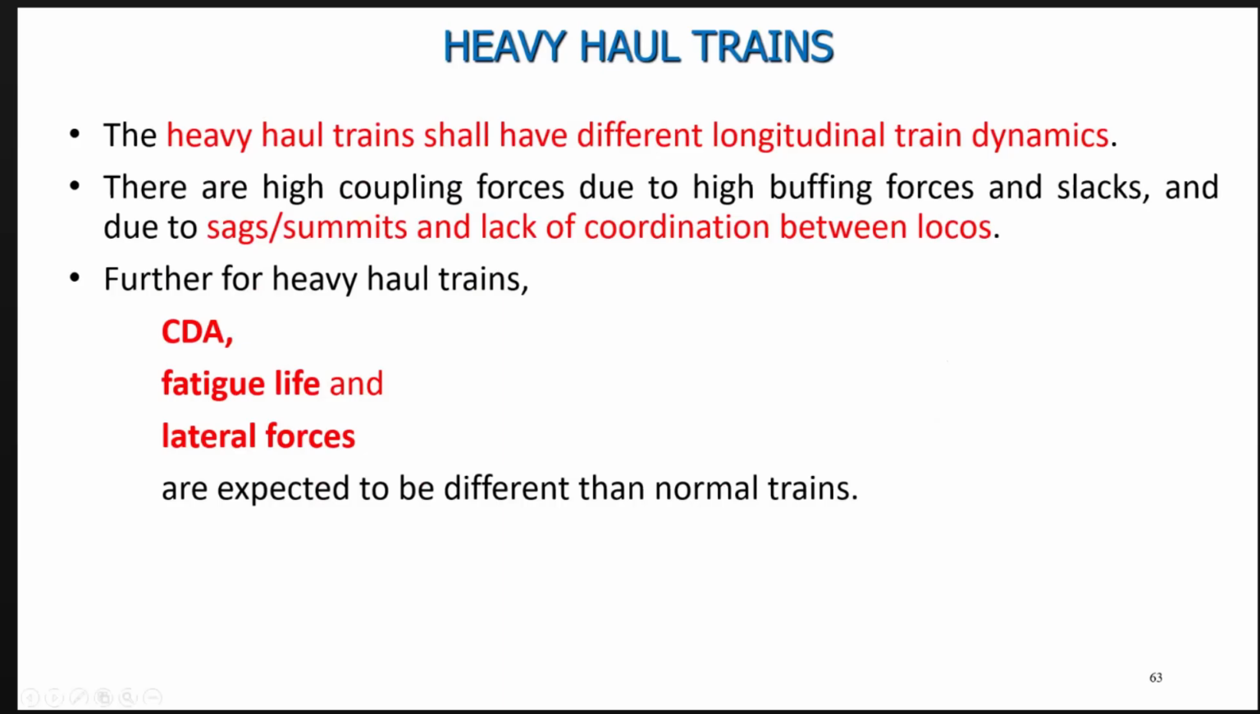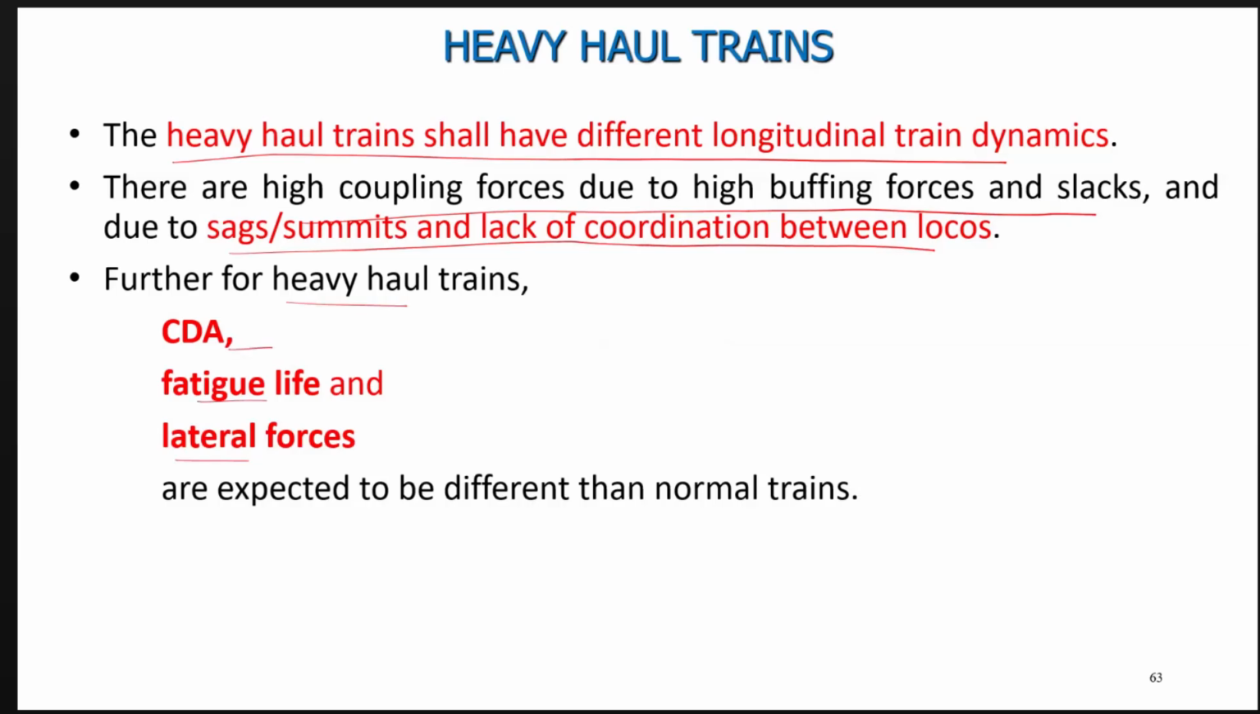Heavy haul trains are also now running. So for that it is also given in this how heavy haul trains have different longitudinal train dynamics. These are high coupling forces due to high buffing force and slacks, and due to slacks, surges and lack of coordination between locos. Further, for heavy haul trains, CDA, fatigue life and lateral force are expected to be different from the normal trains.